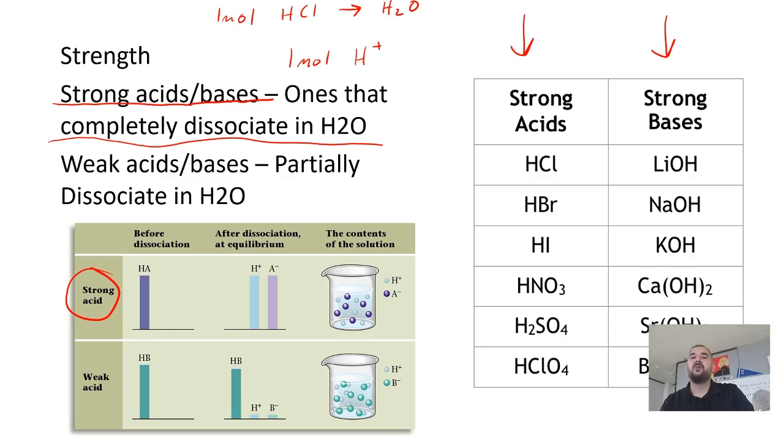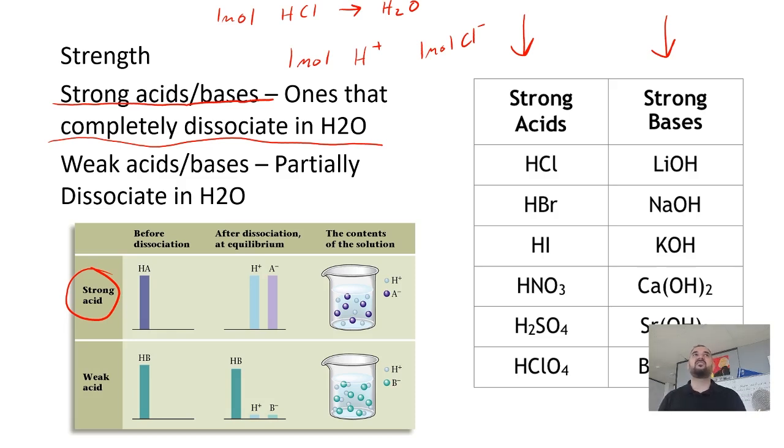How many moles of Cl minus? 1 mole of Cl minus. Will I have any HCl in that water? No. So you might have just a little bit, like less than 1%, but it's going to fully dissociate in water, which means you don't have any of the original product.